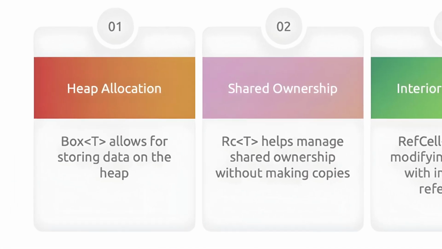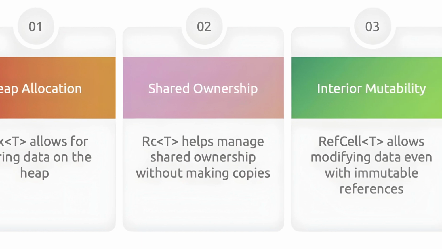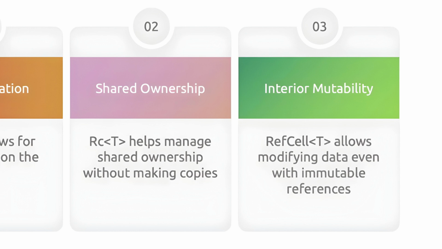As you can see here, we have Box<T>. It's for heap allocation, it's compile time checked. We have Rc<T>, which is shared ownership, its borrow rule is compile time checked. And we have RefCell<T>, which is interior mutability, and its borrow rule is at runtime.